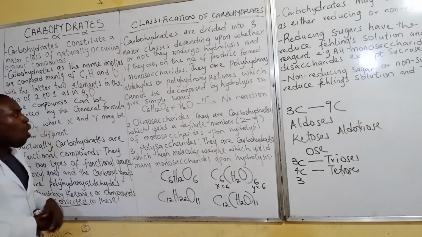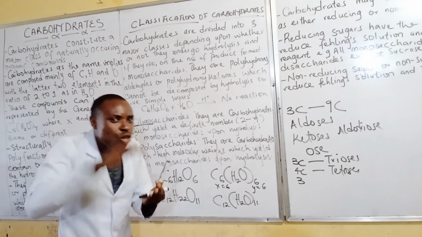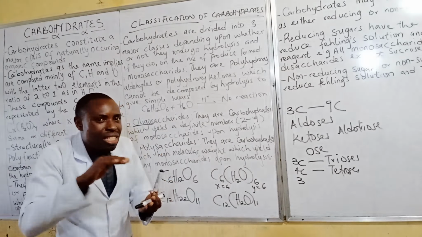Number 2 is what we call the oligosaccharide. From the word oligo, it means few. We have said that oligosaccharides are carbohydrates which upon hydrolysis yield the monomeric units that formed them. And take note, the number of sugars or monomers in oligosaccharides ranges from 2 to 9 in my test. Other texts can have different views.